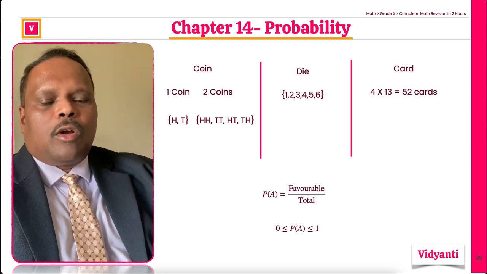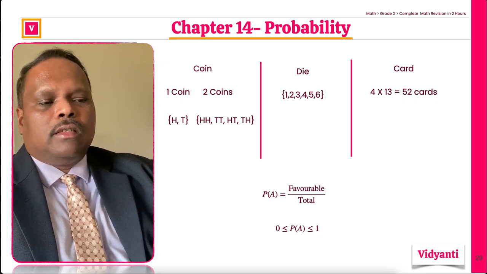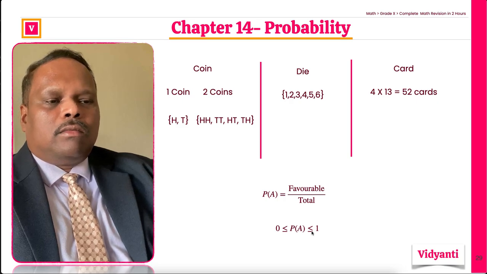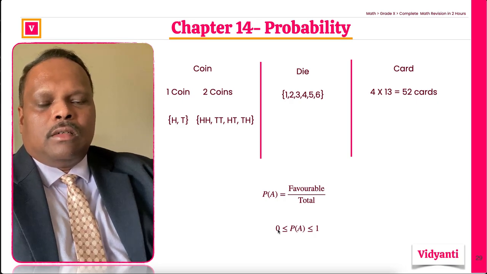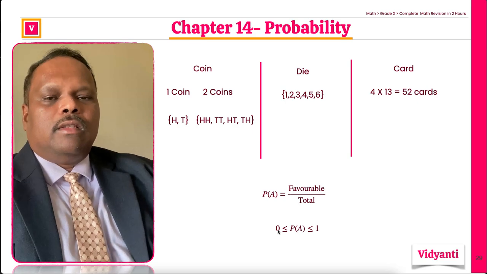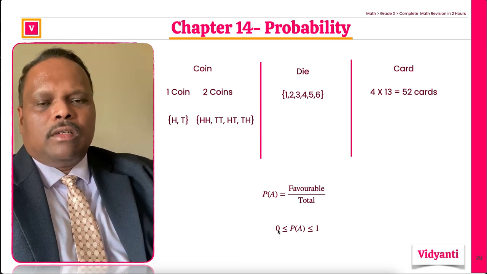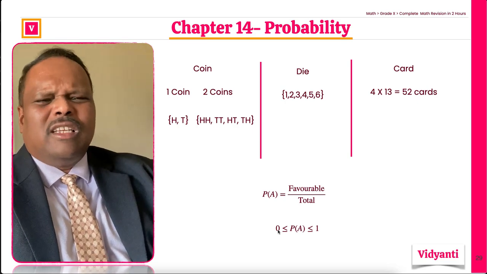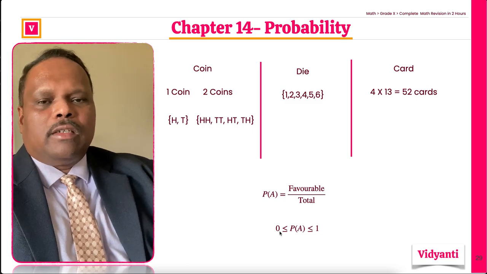So tomorrow the sun will rise in the east, that's a sure event. Or you can consider, like, it will rain in the desert, that's kind of an impossible event. Well, there's nothing impossible, but theoretically it's 0.